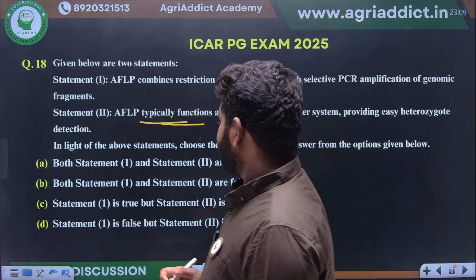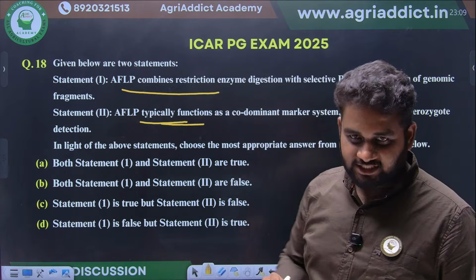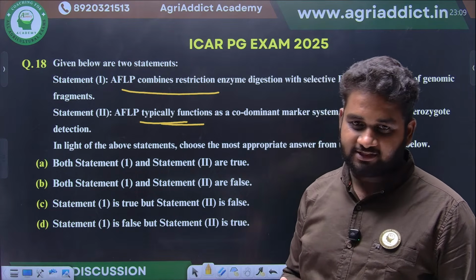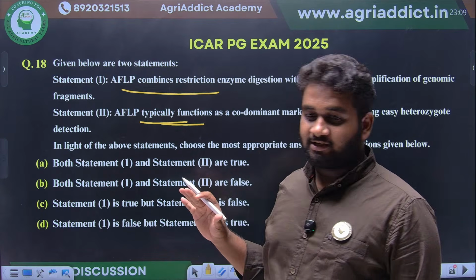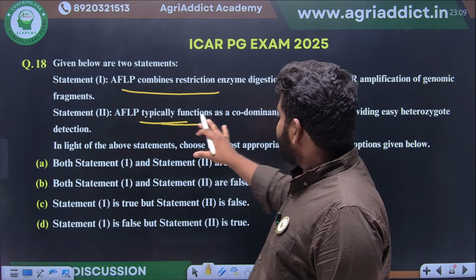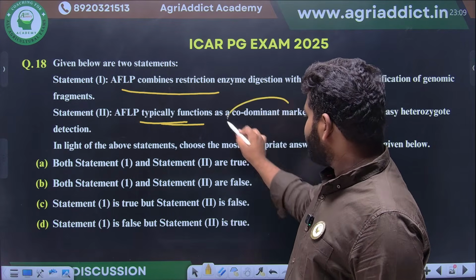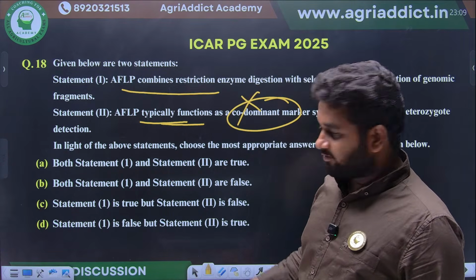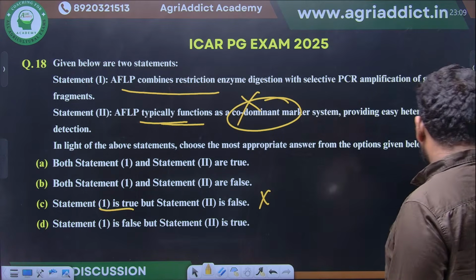Okay, it is true. Your AFLP combines both restriction digestion and then selective PCR amplification. I have already explained this clearly in class, in markers. AFLPs typically function as dominant markers; it is not a codominant marker. Your statement 1 is true and statement 2 is false.